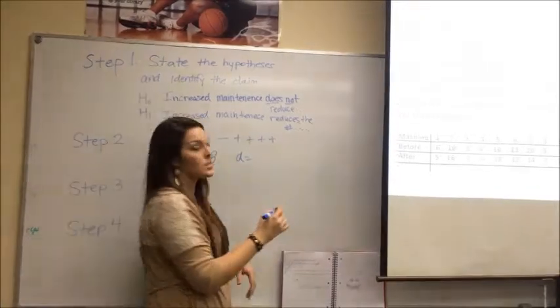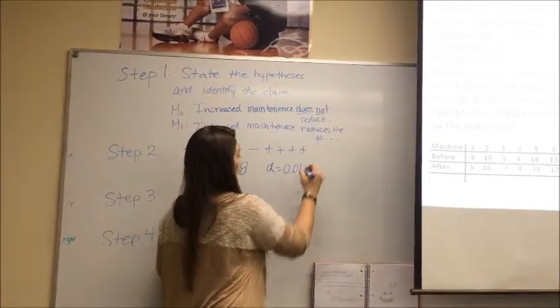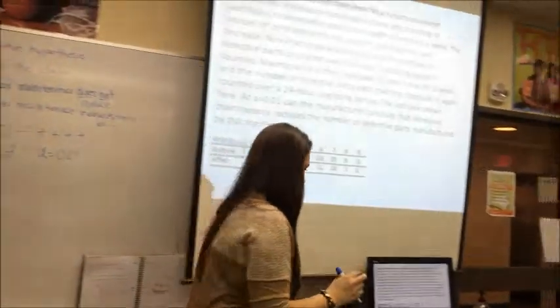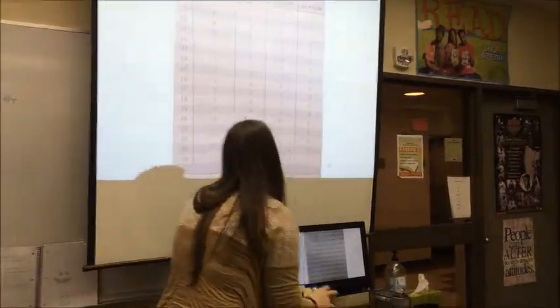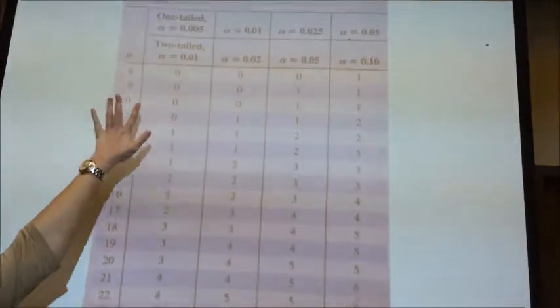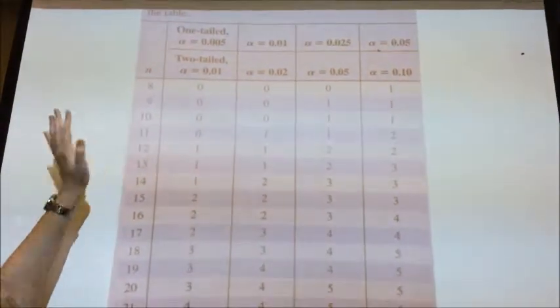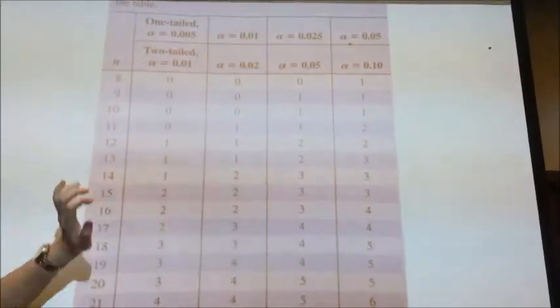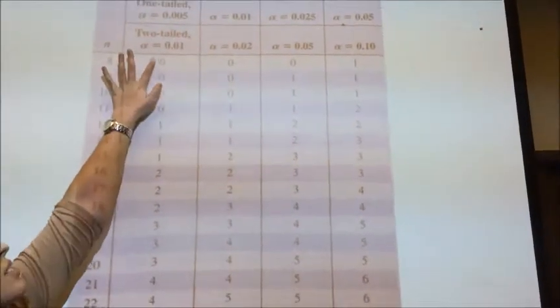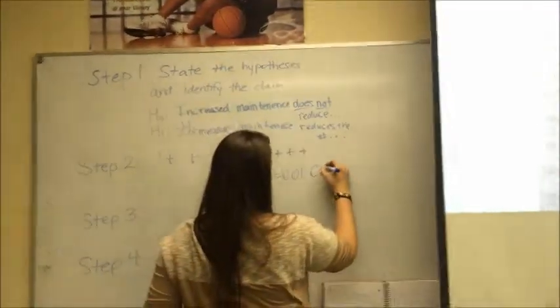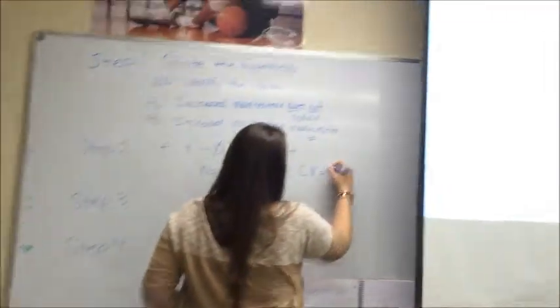equals 0.01. Let me go to the chart that's in the back of our book. So this again is going to be the two-tailed test, but now we're in this column with the 0.01, and you are again up there at the top where the 8 is. So this is telling us that our critical value is 0. So I'll write CV equals 0.